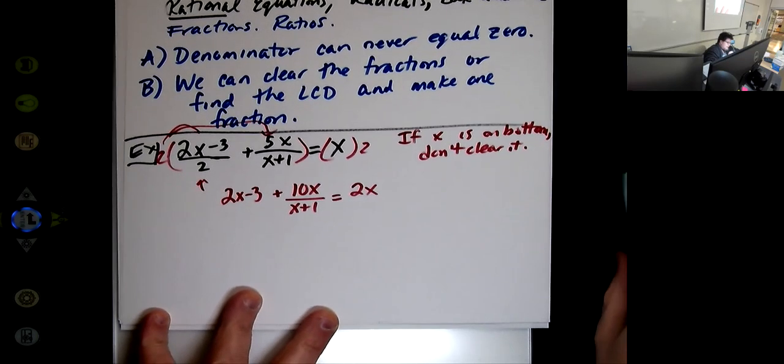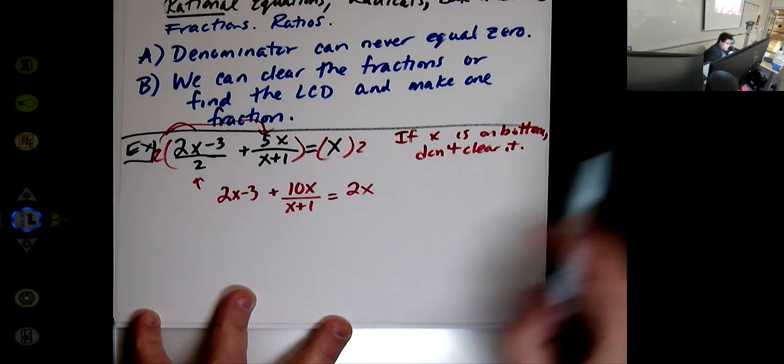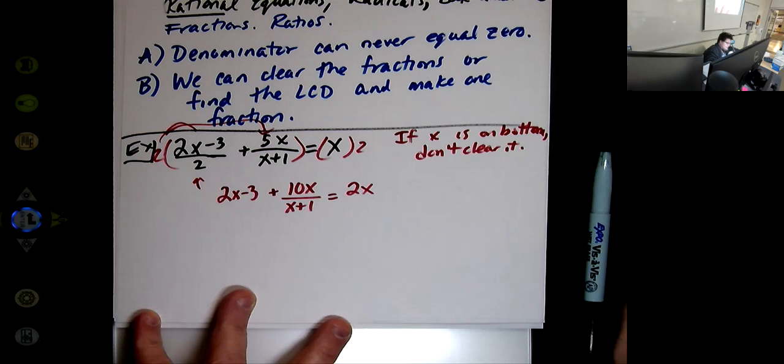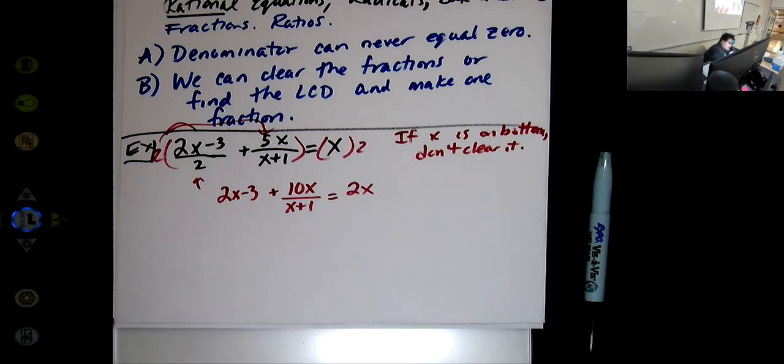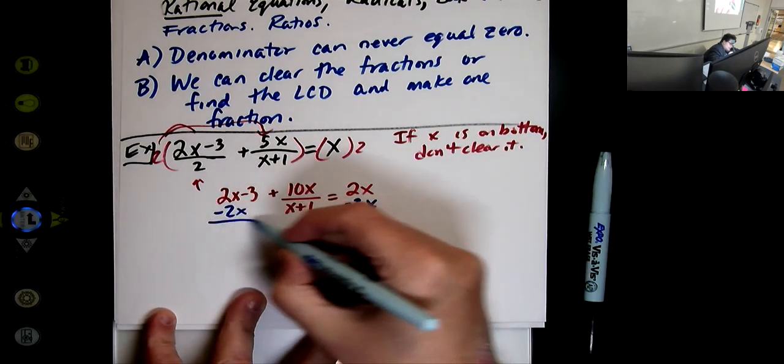Now, if you can, clean up some stuff first before you get a common denominator. I've got x's on both sides, so I'm going to get all the x's on one side. I'll move everything to the left. And conveniently, the x's go away.